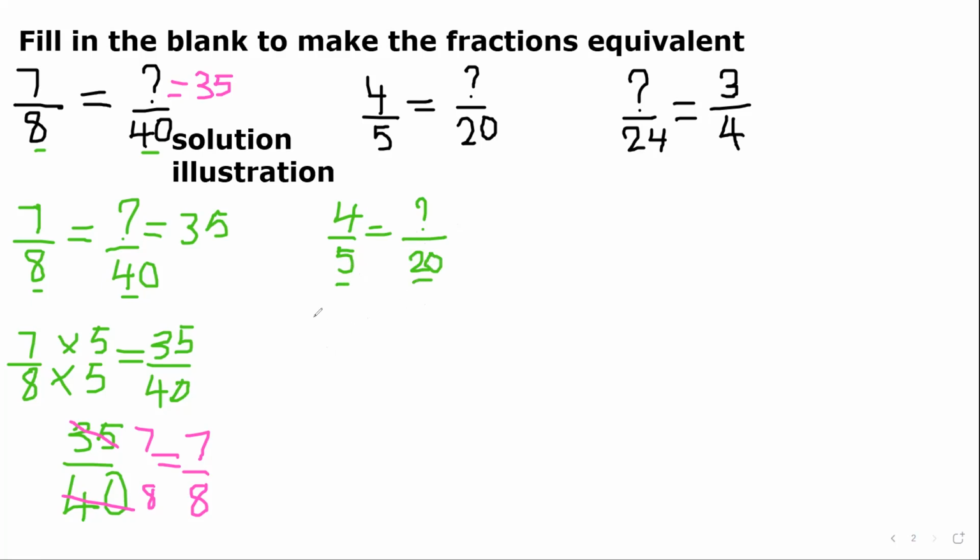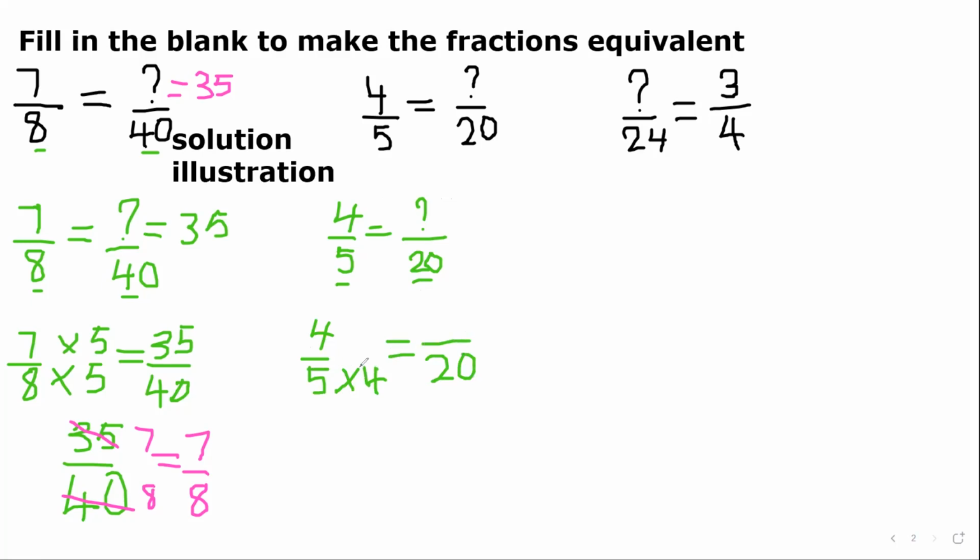Okay, therefore you do your working here. 4 out of 5. Then you think about the number that we multiply by the 5 that will be equal to the 20, because they have the same denominator and the same numerator. Now, when you multiply the 5 by 4, then that one will be 20 here, okay? Good.